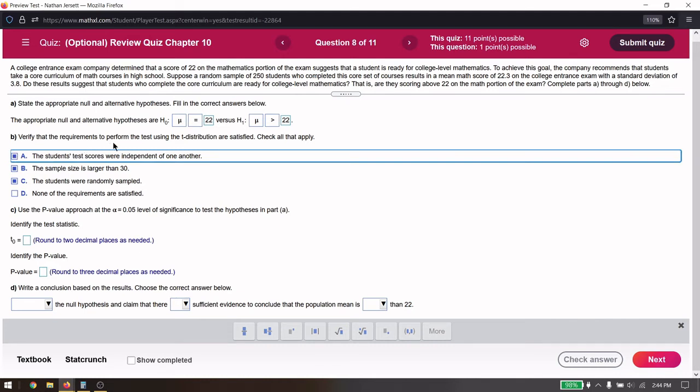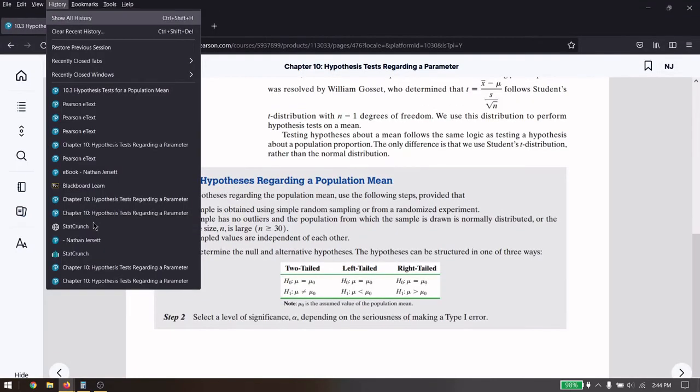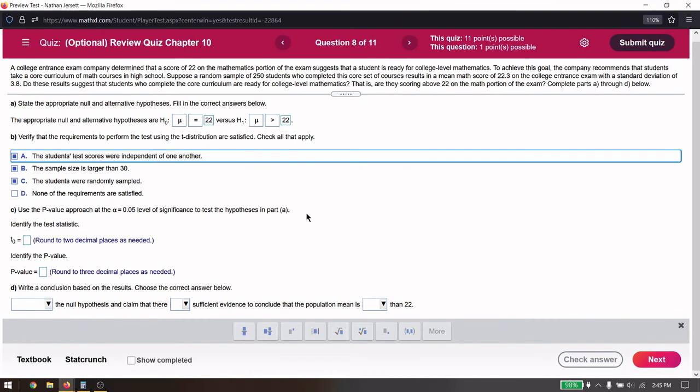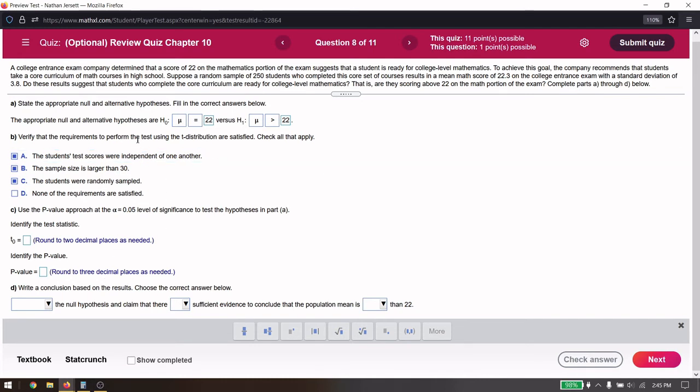Let me check to make sure on that. I just wanted to show this real quick. Sample is simple random sampling or from a randomized experiment. The sample size is large and that they are independent. You always need independence for these. So yeah, I should have assumed that. And they are independent because one student's score shouldn't affect another student's score in any way, since they each are doing their own test. And they can't share a test because they probably take it at the same time. So I think we can verify the requirements and we can go forward from there.